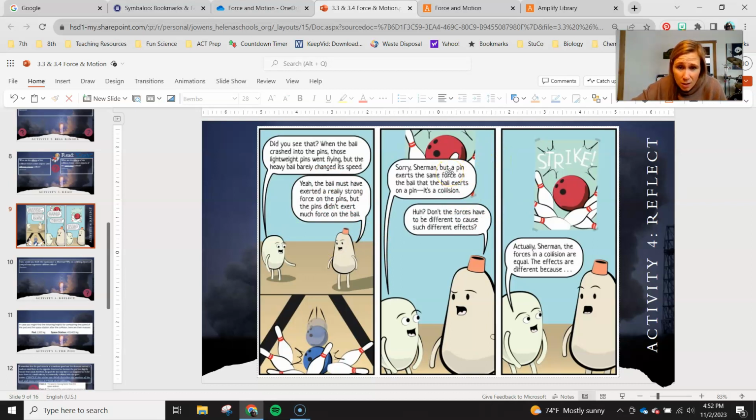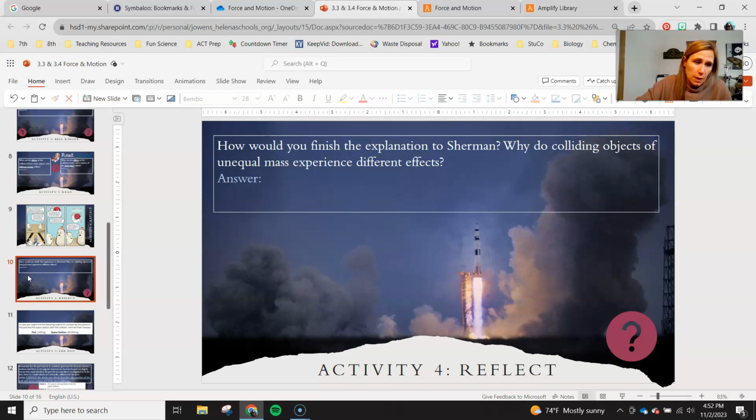It's a collision. Huh? Don't the forces have to be different to cause such different effects? Actually, Sherman, the forces in a collision are equal. The effects are different because, and again, we know that there's a force because we see some change in motion between the ball and the pins. Okay, so how do we know the forces are equal when we see such different changes in the motion?